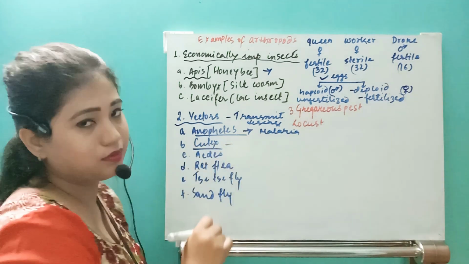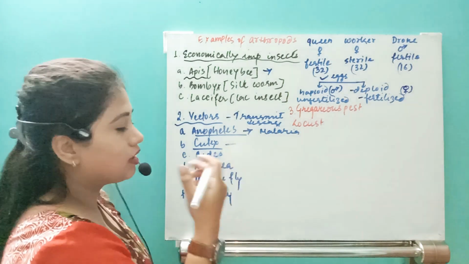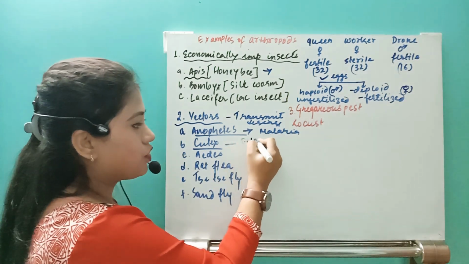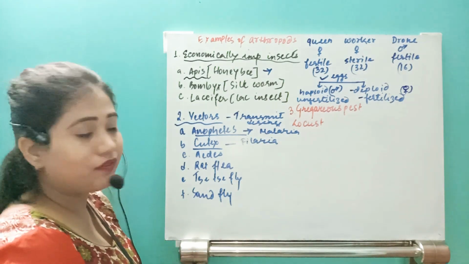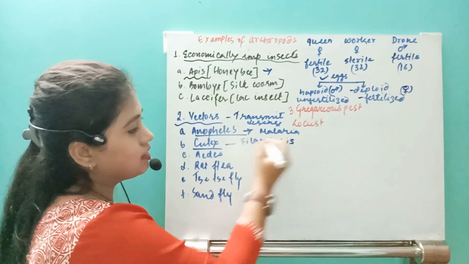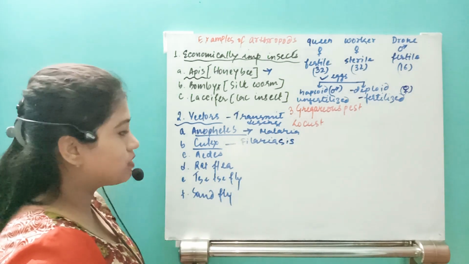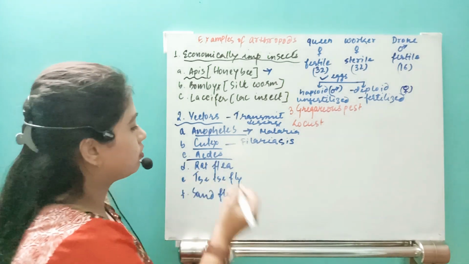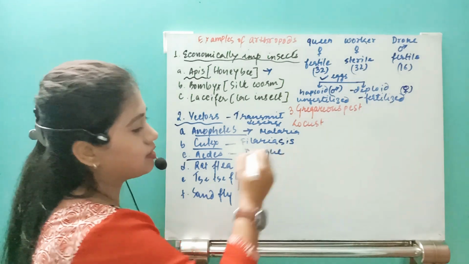Next one, Culex mosquito, it can transmit one organism that can cause the disease, that is Filaria. So filariasis or elephantiasis. This disease-causing organism is transmitted by the Culex mosquito. Next one, Aedes, all of us know it transmits the disease that is dengue.